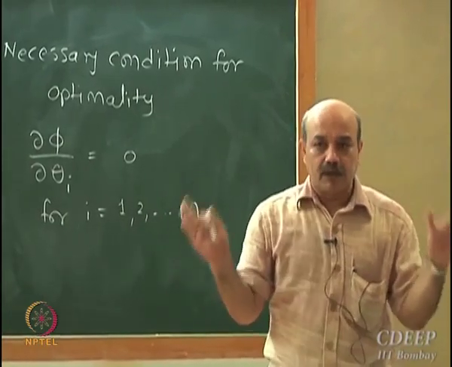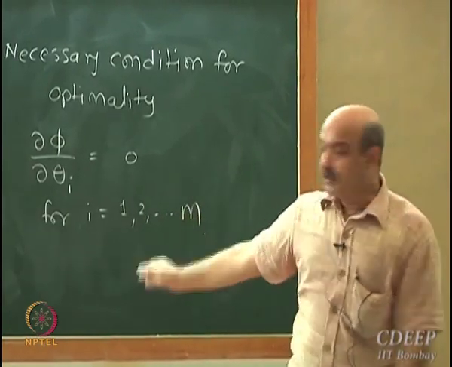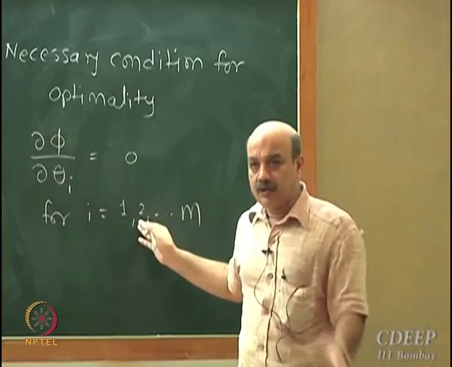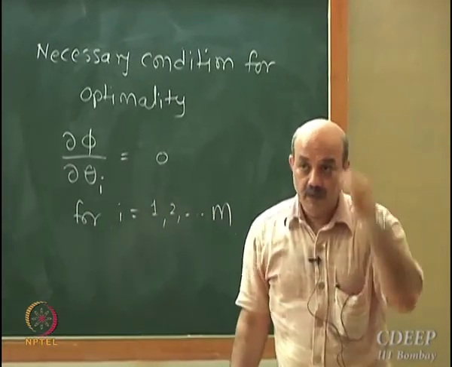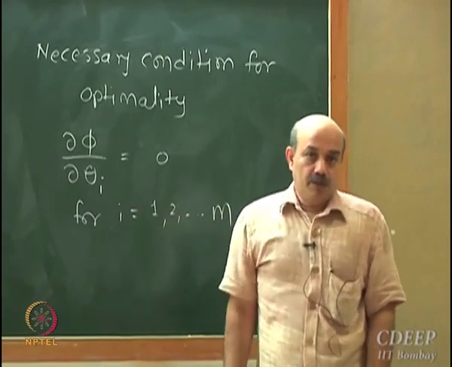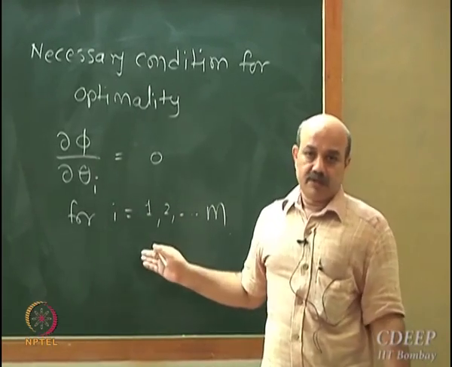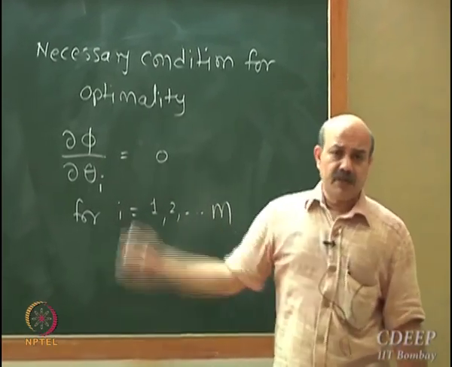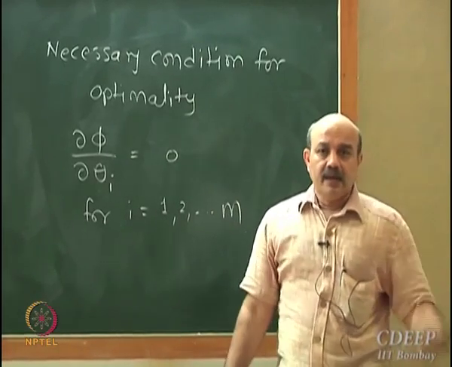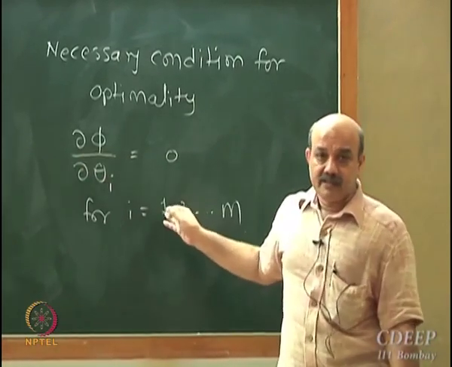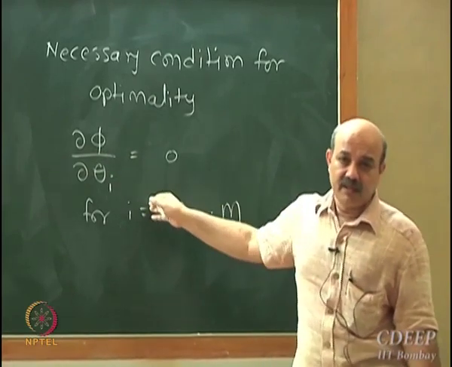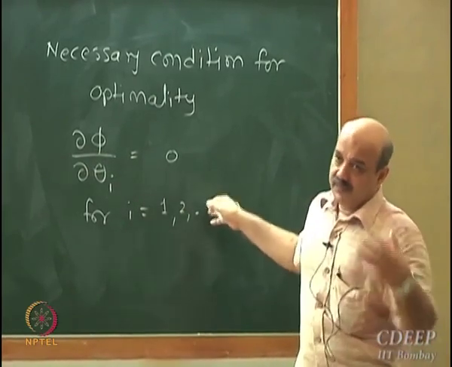I get m equations in m unknowns, theta unknowns. I can solve these equations by Newton-Raphson. That could be a way to go. You could just give this problem to the Newton-Raphson solver. The Newton-Raphson solver keeps guessing. Every time it differentiates, it is a very painful task.